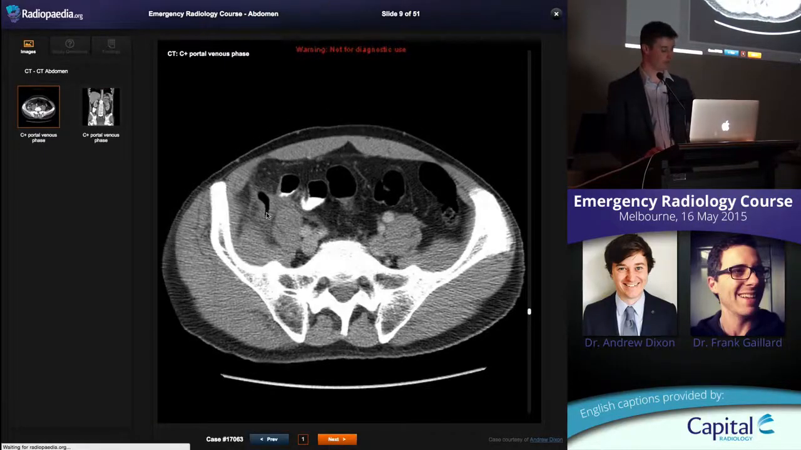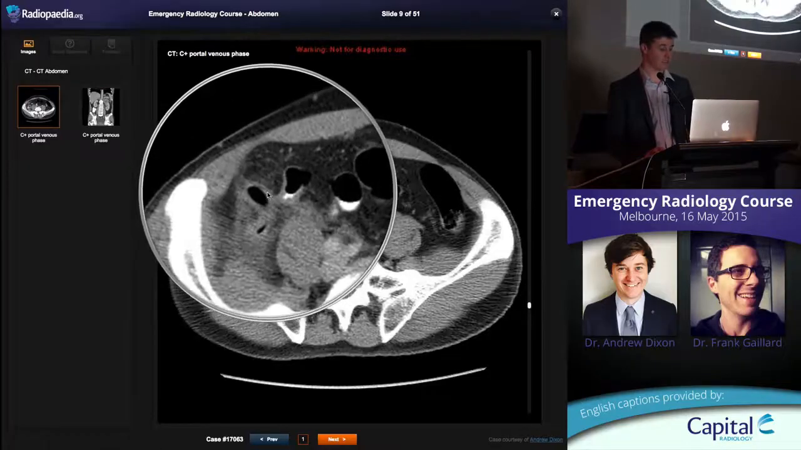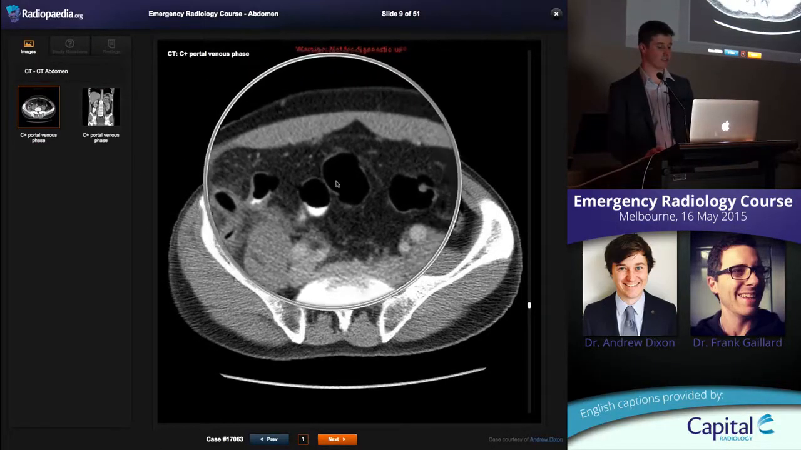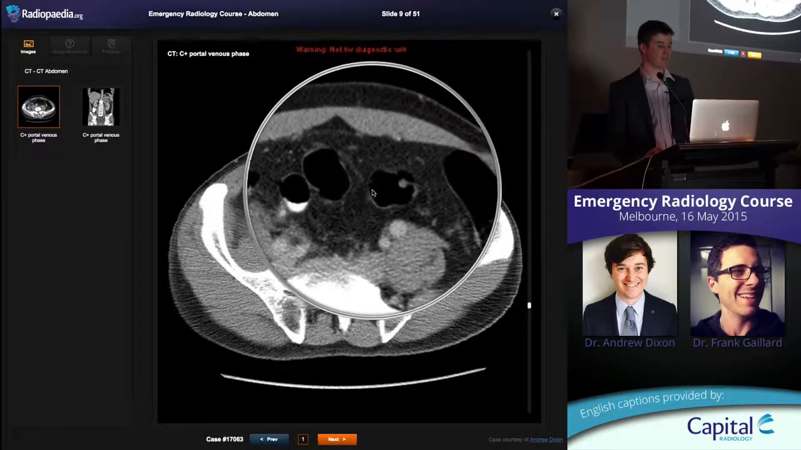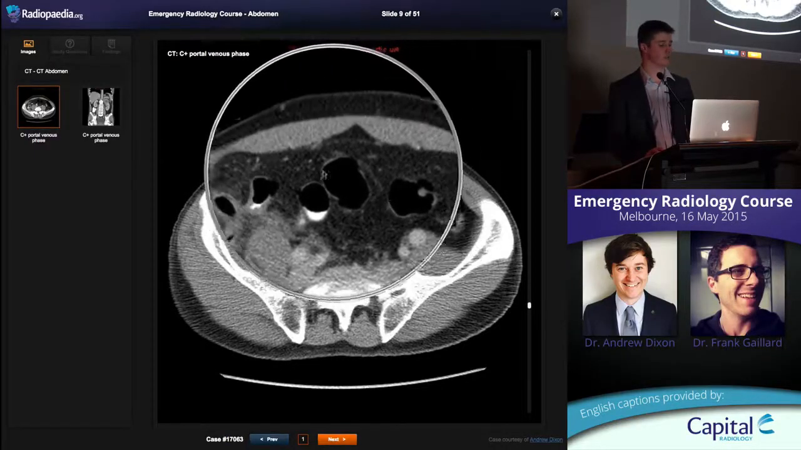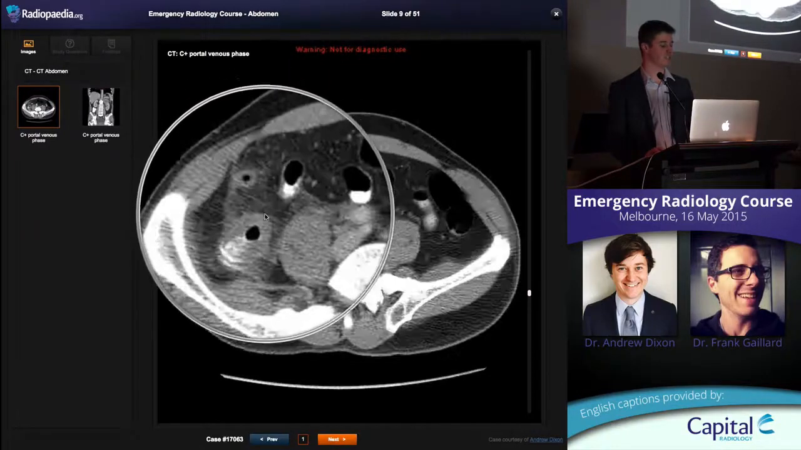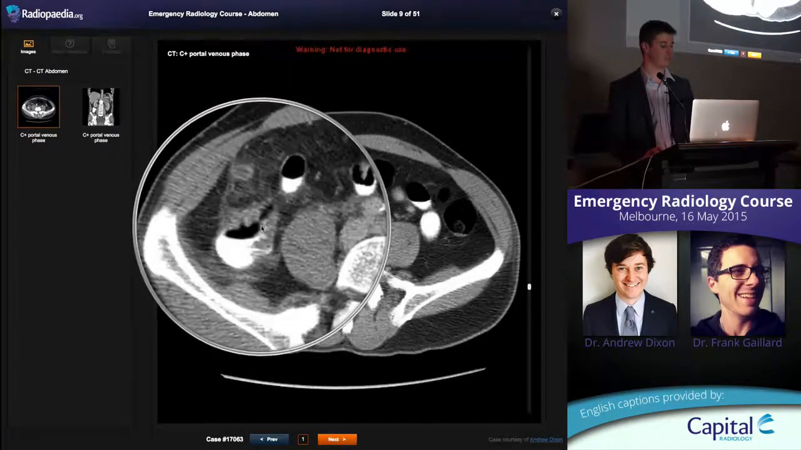Itis. So the wall of this appendix here is thickened. See how that's thick? Look at the wall of the bowel everywhere else. See how thin it is? The bowel wall is very, very thin when it's normal. This is the wall of the appendix. It's thick. This one's still got gas in it, hasn't completely resorbed the gas.